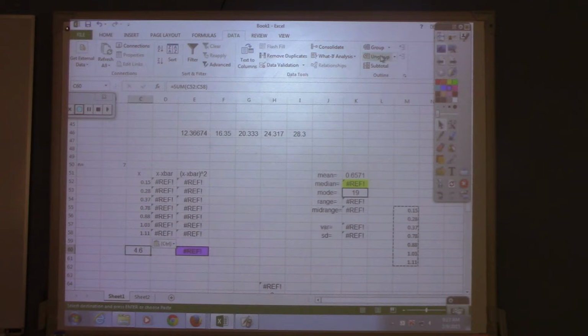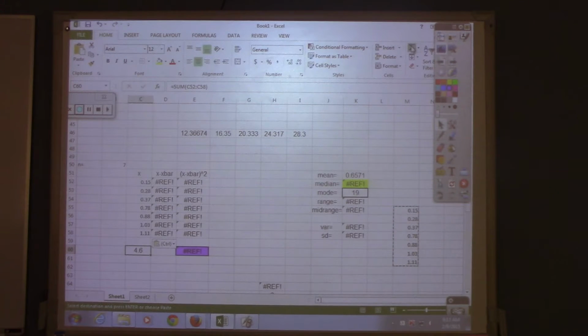I don't know why it didn't. Usually I don't have to do this, so I might have messed it up when I put those negatives in there. So let me go back and check it. I never had this happen before. Equals this divided by this, equals this. What is that?